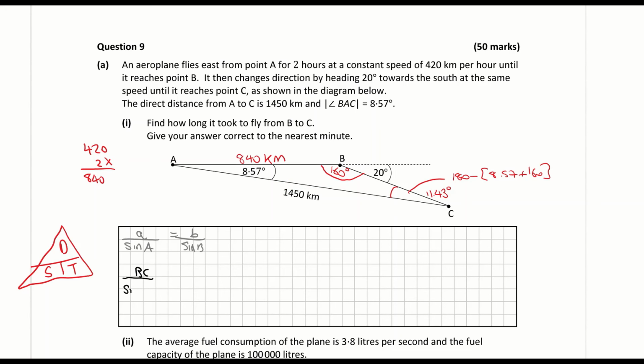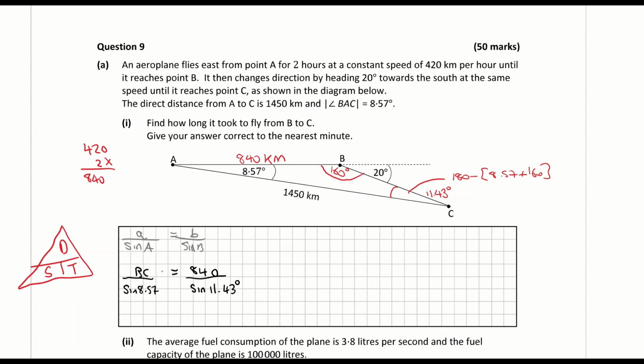So sine 8.57. And I'm going to match that up with one other side. Well, I know the length of A to B, which is 840 kilometers, and I'm going to put that over the sine of 11.43 degrees. Now, I could have gone with the 1450 over the sine of 160, but it's the same thing.